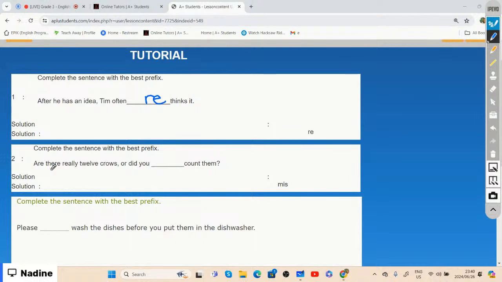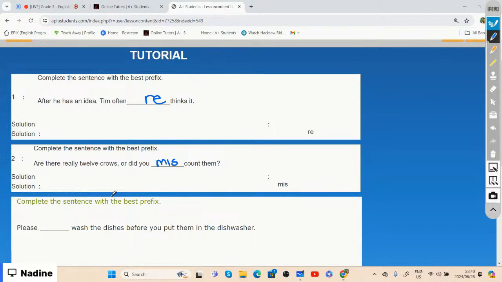So, are there really 12 crows? Or did you miss? Yes. Or did you miscount them? Well done. Miscount is correct. So, well done. All right.